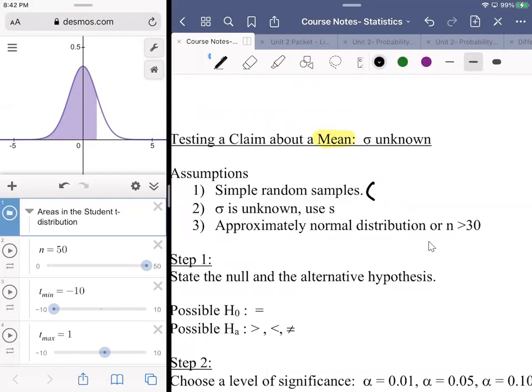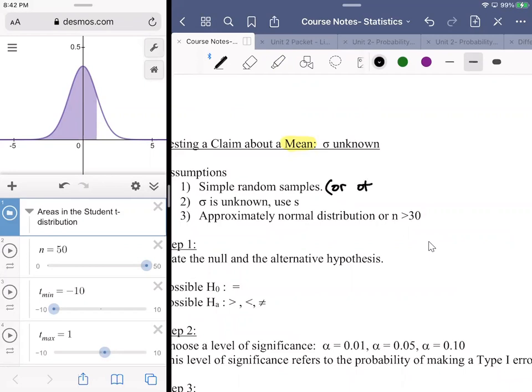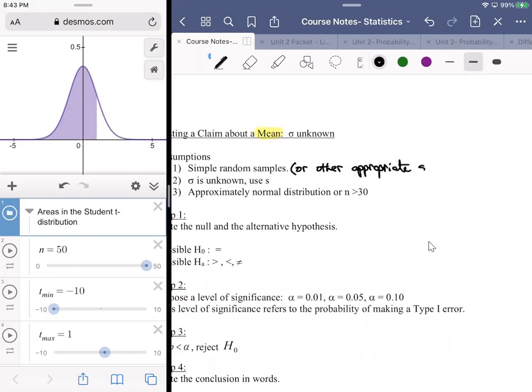But I'll also amend this to say, or other appropriate sampling method. Because you could use a stratified sample, you could use a systematic sample, you use whatever you want as long as there's randomization involved. We also are saying that sigma is not known. We don't know the population standard deviation, so we're going to use s instead. Right? That opens the door for the t distribution. So we know that we have to use the t distribution.